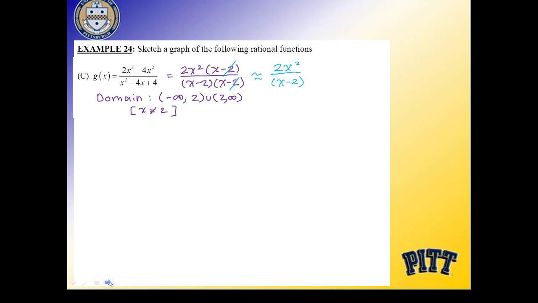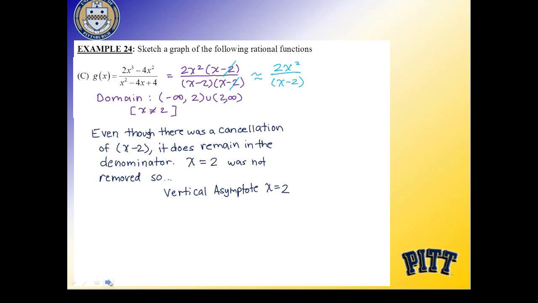The question that comes down to is this. Is x equals 2 a hole, or is it a vertical asymptote? Well, I have a cancellation, so a lot of people think it might be a hole. But the fact of the matter is, I have to ask myself the question I asked myself the other two times. Is x equaling 2 still a domain restriction on my simplified expression? And yeah, it is. I still have an x minus 2 in the denominator. 2 would still put a 0 in the denominator. Therefore, it's not going to be a hole. It's going to be a vertical asymptote.